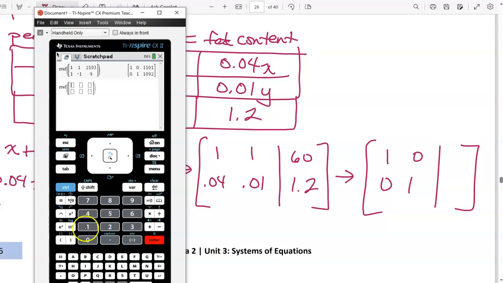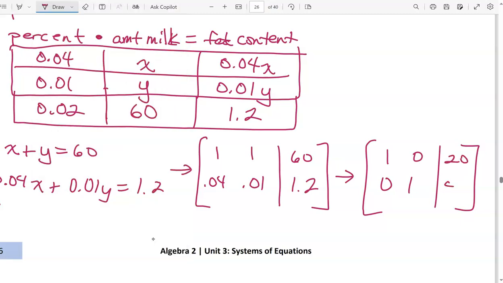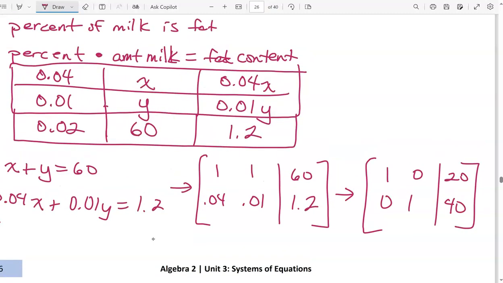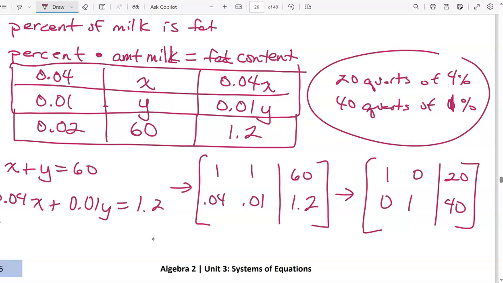and the original matrix, row 1 was 1, 1, 60, row 2, 0.04, 0.01, 1.2. And that'll give us 20 and 40. And so there's 20 quarts of the 4% butterfat that we're going to mix with 40 quarts of the 1% butterfat. And that's going to mix together to give us a 60 quart mixture that's 2% butterfat.